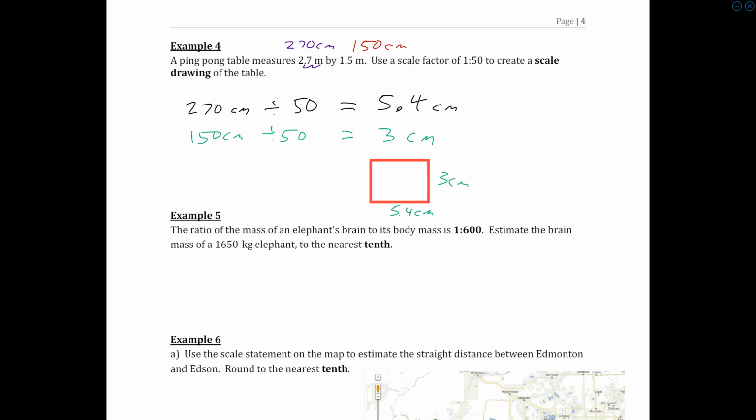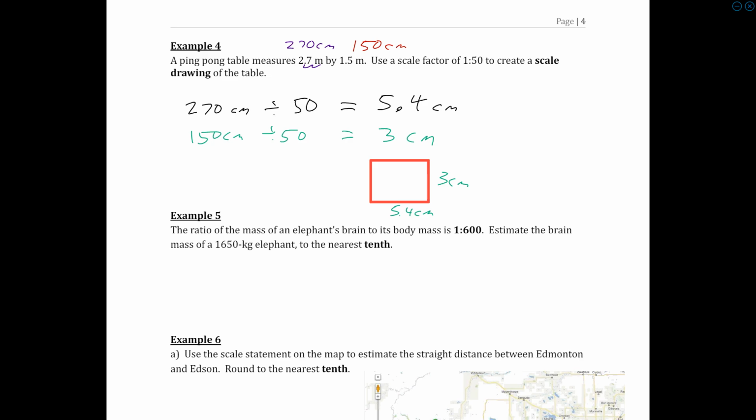Okay, next, the ratio of the mass of an elephant's brain to its body mass is 1 to 600. Before we do this, let's think again. This is the relationship between brain to body. Isaac, you're so ready, you know all of this. He also didn't say that, I'm just putting him on the spot. Okay, Isaac, help me out. Is the brain or the body bigger?